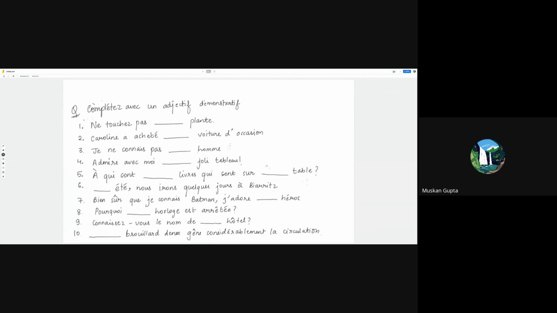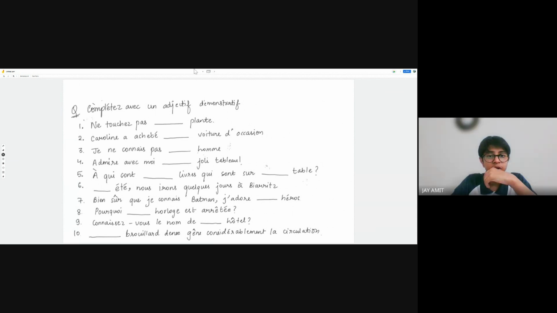Just in the chat, write the four forms: ce, cet, cette, ces. You have to look at the noun and simply put it down.